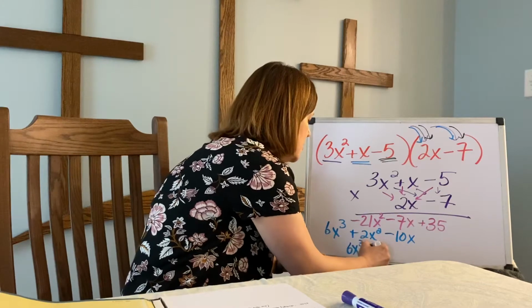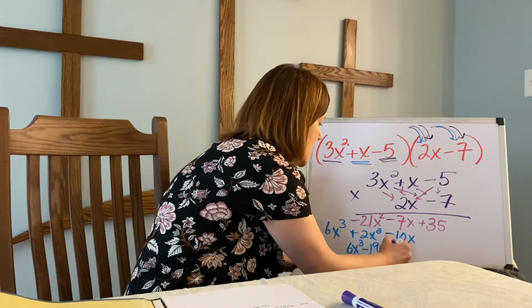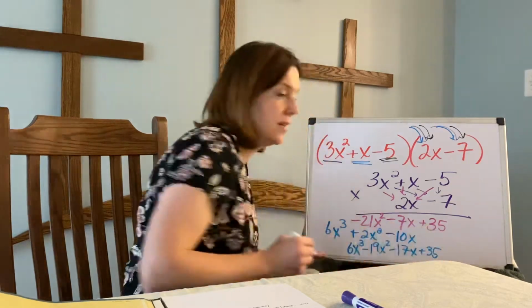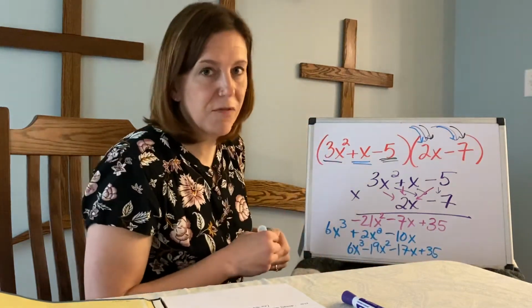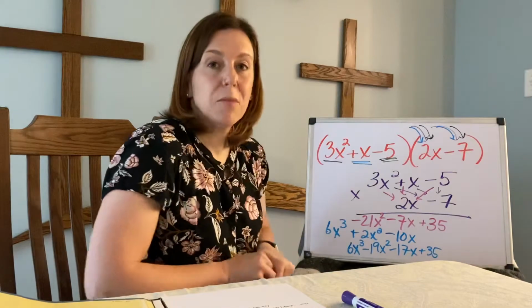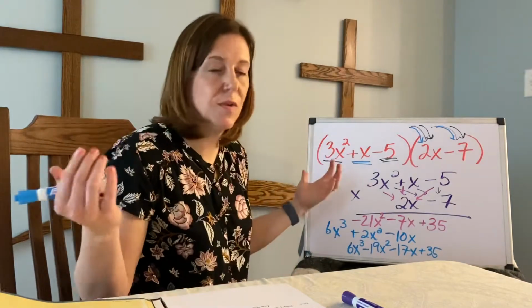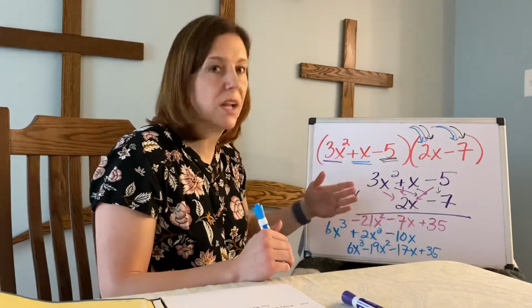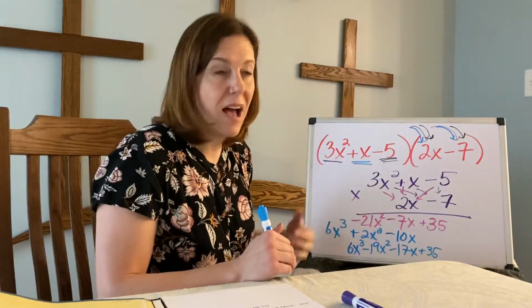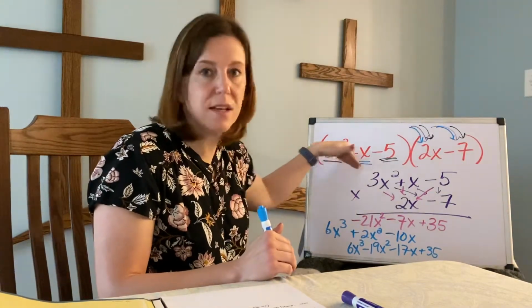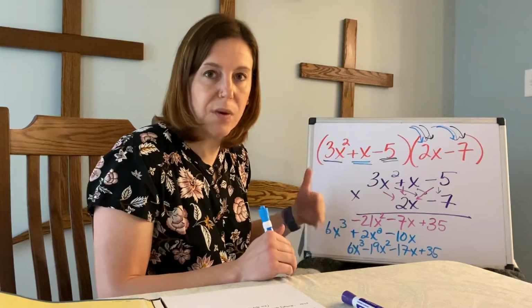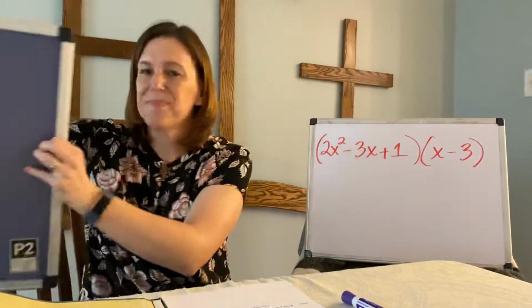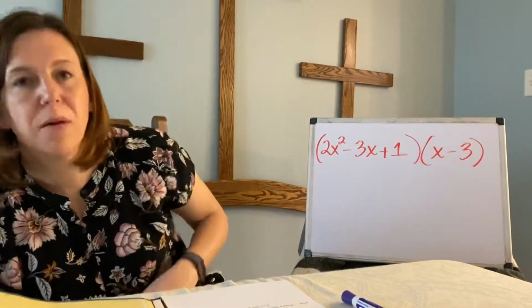6x cubed minus 19x squared minus 17x plus 35. You notice we got the same answers we did the first way. When it comes to problems like this, you can do whatever method you prefer. Distribution or multiplying vertically. Either one is fine. I tend to think best in distribution, so I'll work horizontally when I go over the practice problem, which is right here.